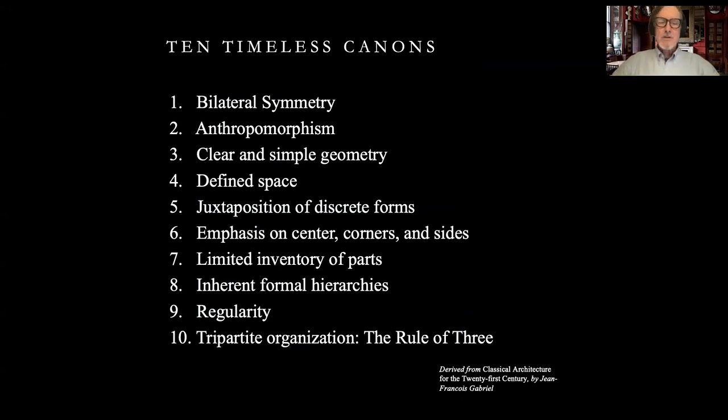So now I'd like to move on to what I like to call the 10 timeless canons. These are the general meta principles of classical architecture. The approach to these principles is what conceptually differentiates classical architecture from modern architecture. And we're going to go through each one of these in order and talk a little bit about them. But this is really where we can learn and understand what makes classical architecture what it is and what makes it different from modernist architecture.